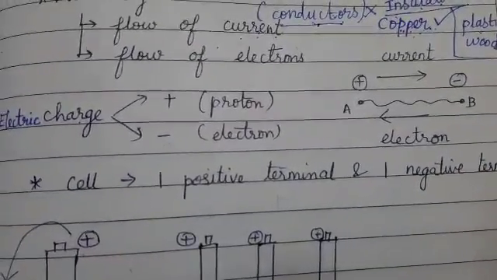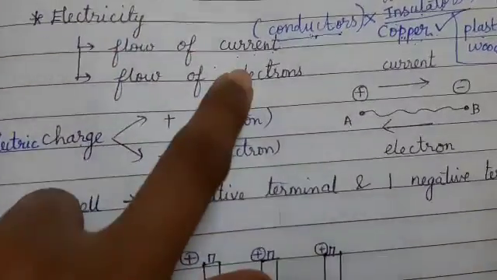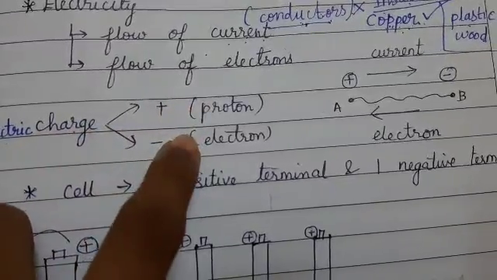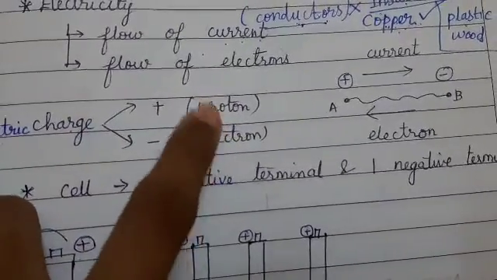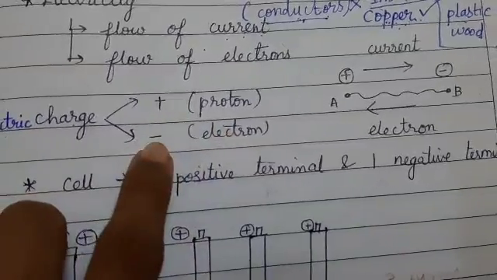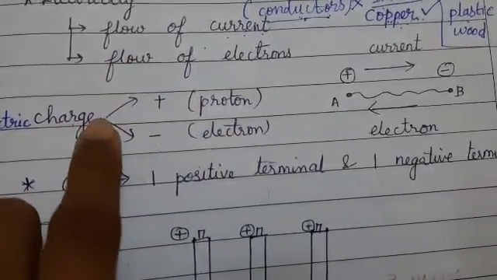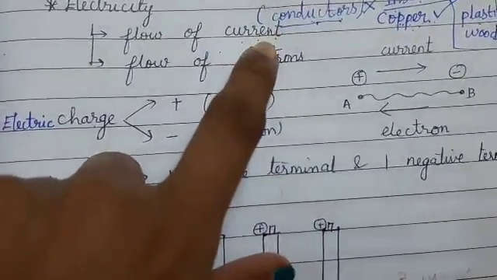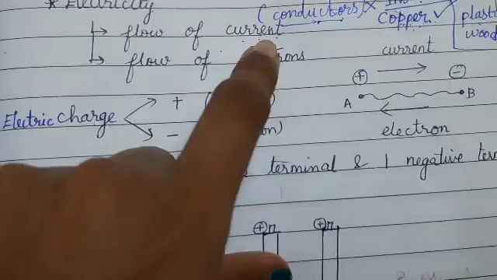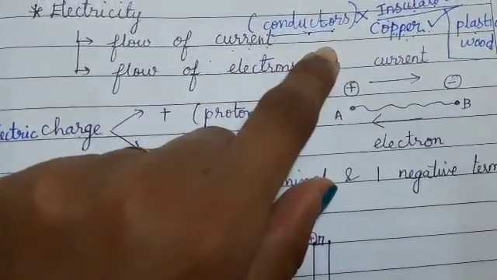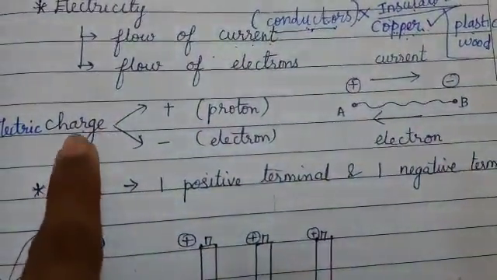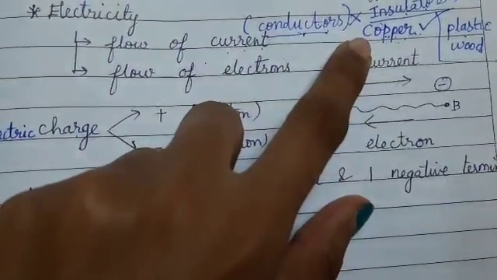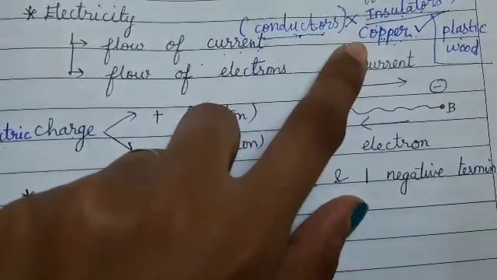So it is clear that electricity is the flow of current. For this current to flow, we need the electric charges. They are of two types, protons and electrons. Protons means positive charge, electrons means negative charge. These charges only are flowing through the materials and we get the current supply to the appliances in our house. So I call the materials which have the ability for the flow of charges as conductors. Example, copper, water, silver, human beings.